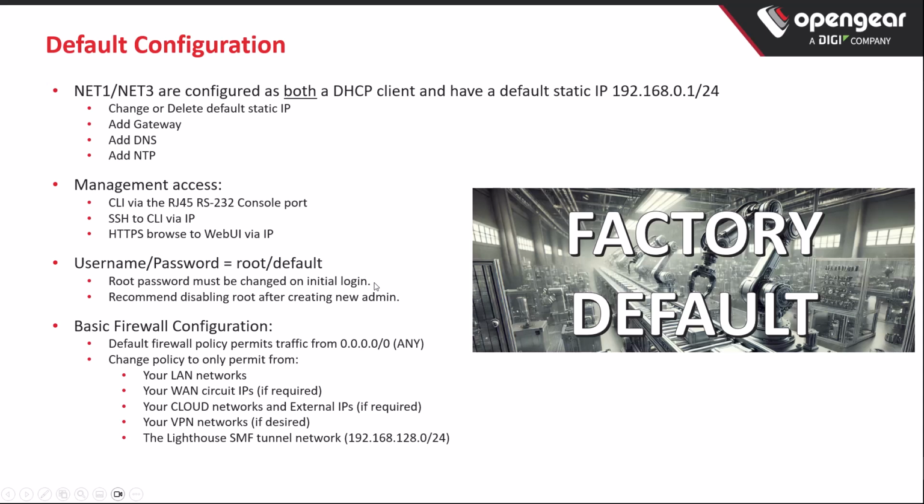You are required to change the password for the root account, and it is recommended that you later disable this account after creating a new administrator that's able to log in and administer the box. Note that the appliance does come with a default firewall policy, and you're encouraged to consult with your security team and edit the policy to allow traffic from your trusted LANs, WANs, and VPNs, and do not block the Lighthouse Tunnel network if you're editing that firewall policy.